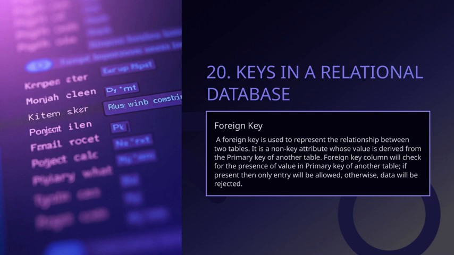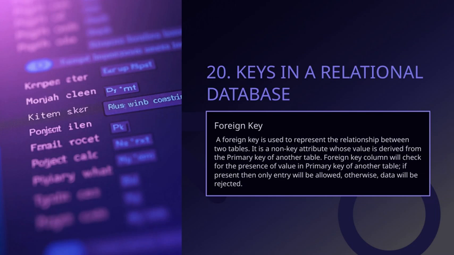What's important to remember is that the foreign key isn't a key itself. It's a non-key attribute that depends on the primary key of the other table. When you enter data into the table with the foreign key, the database checks whether that value exists in the primary key column of the related table. If the value is present, then the data entry is allowed to go through. But if it isn't, the database will reject the entry. This check helps maintain the integrity and consistency of the data across the database.